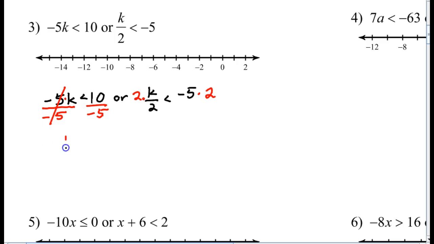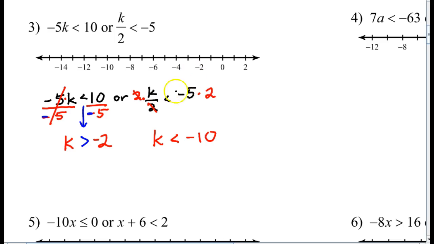Okay. Now on this one, you'll notice that we did divide by the negative. So go ahead and switch the sign. That's still going to be there. About -2. There we go. And on this side, we have the 2's canceling out, one on the top, one on the bottom.